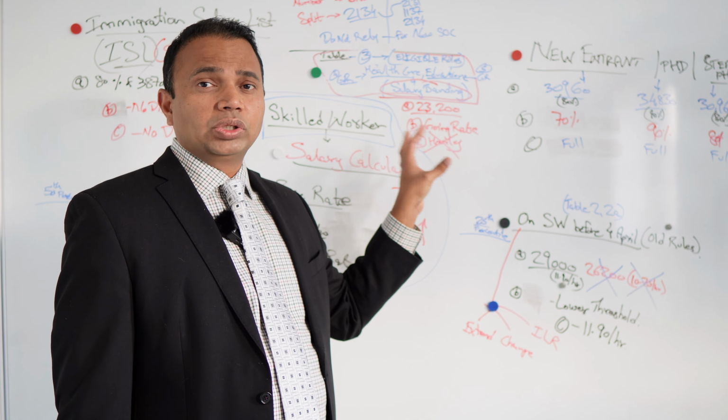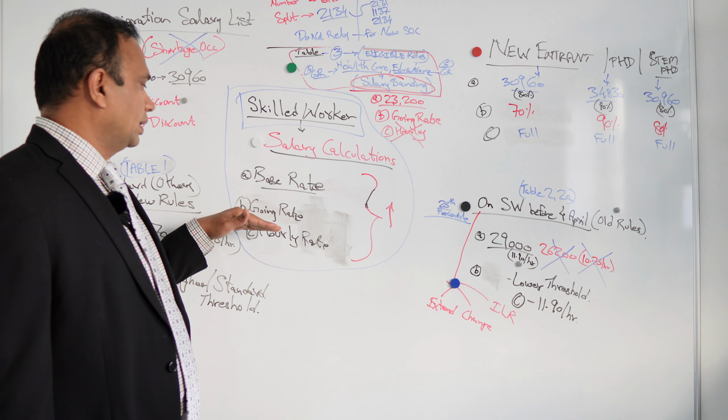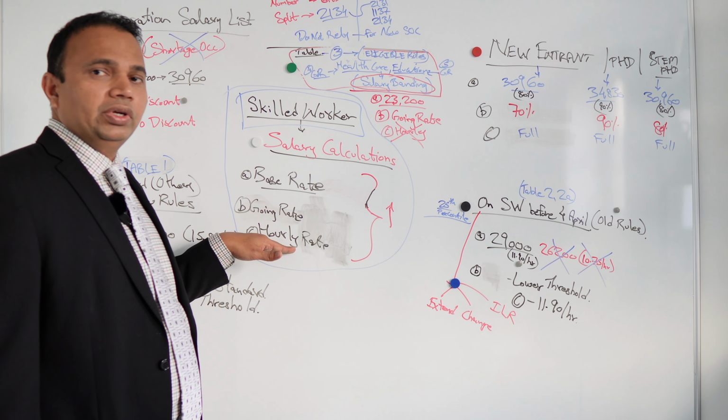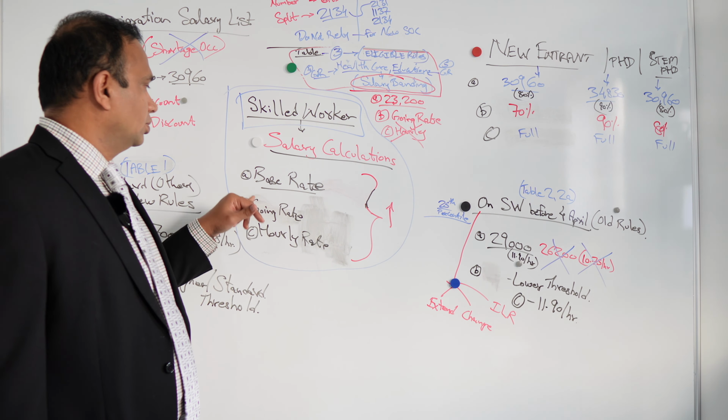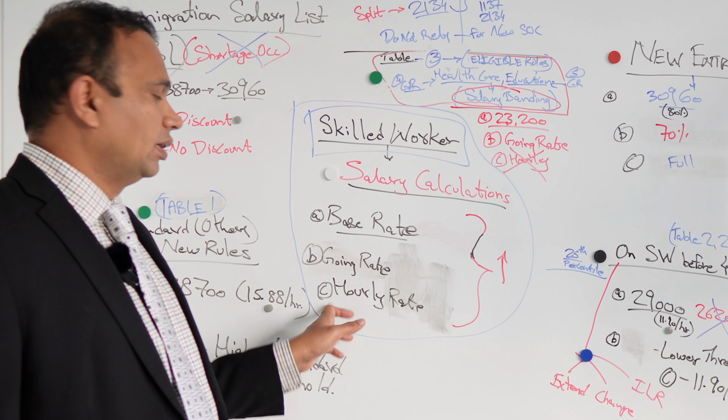To begin with, what is the basis? There are three numbers that you have to look at before calculating the minimum salary to be paid. One is the base rate, second is the going rate, and third is the hourly rate. I have named them A, B, and C. I'll be using A, B, C again and again. So remember, A refers to the base rate, B the going rate, and C the hourly rate.